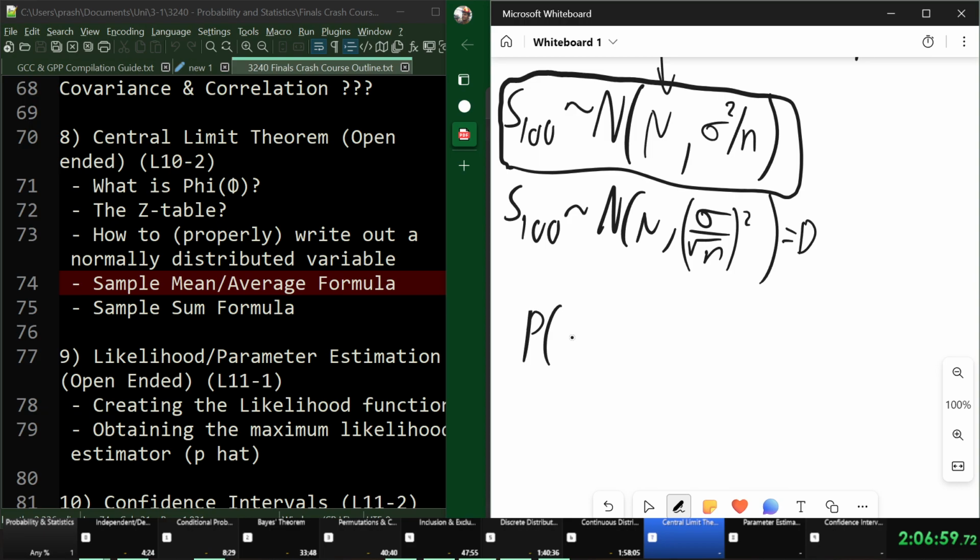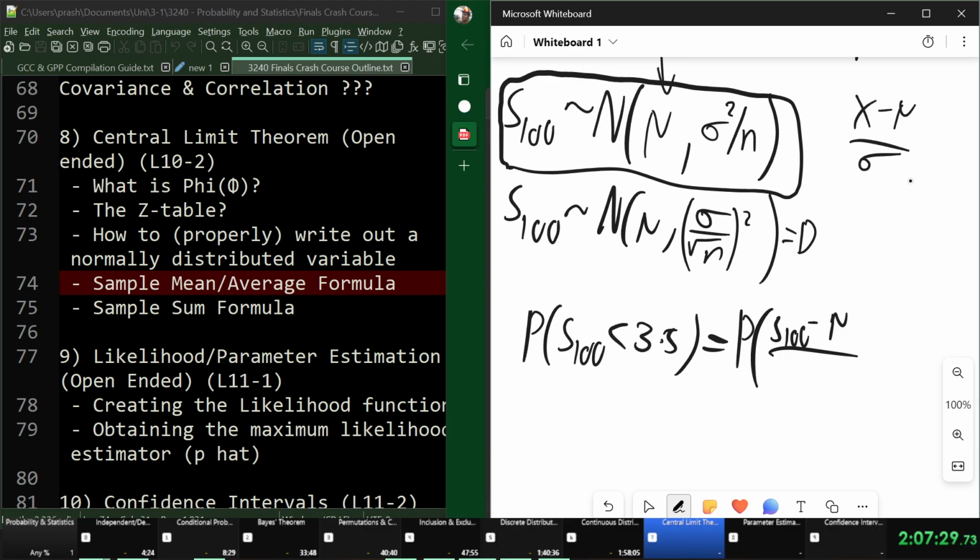So when you have the probability of some number, in this case it was 100, being 3.5. This is tragic. Imagine people giving a 3.5 for pineapples on pizza. Unbelievable. It would be S100 minus mu over sigma. This is what we covered earlier. Earlier our formula was x minus mu over sigma, whatever the standard deviation of x was. Now we're doing x minus mu of S100 over the standard deviation of S100.